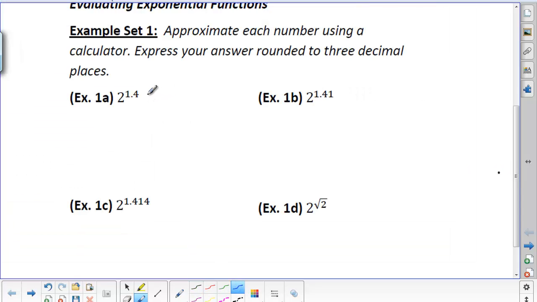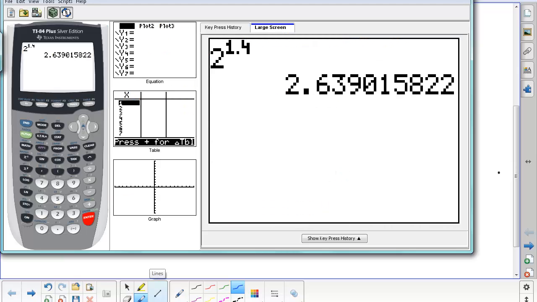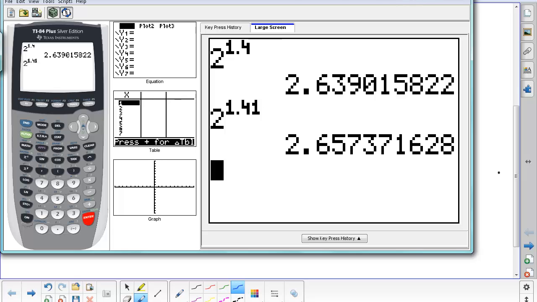So this is the 3 decimal places, 2.639. And then over here, 2 to the 1.41 power. So we want to type that in. You can help yourself out a little bit if you hit second, enter. What that does is it pulls up the last calculation you put in. So all we're going to do is add this and make it a 1.41. We can arrow over, hit the 1, drop back down out of that exponent, and hit enter. We get 2.657.